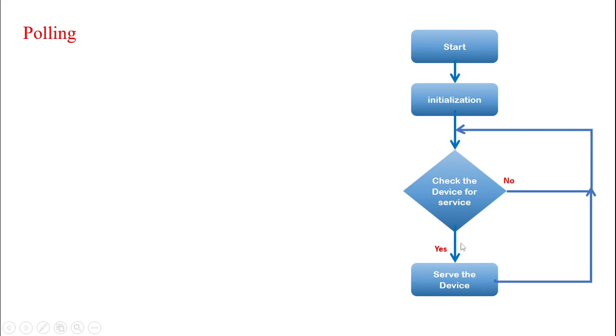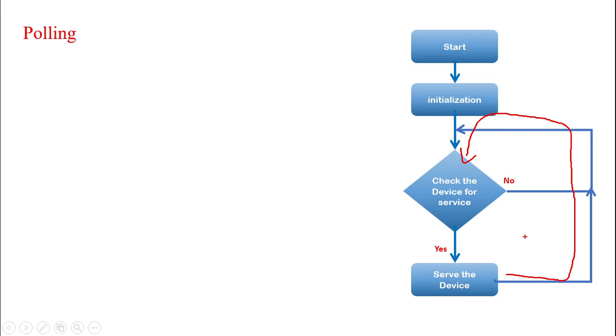Serving the device means the processor will execute some set of program or code, and again it will go back and check. From here the processor will go back and follow the same procedure again, checking whether any service is required or not. This process is called polling.